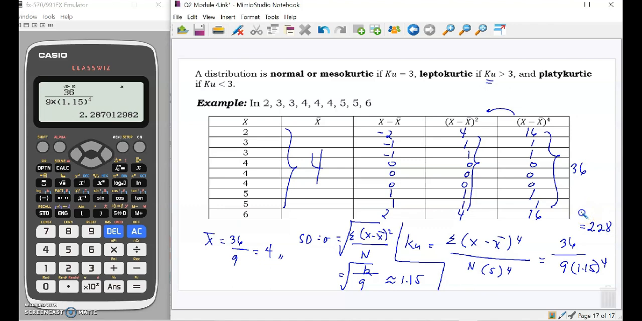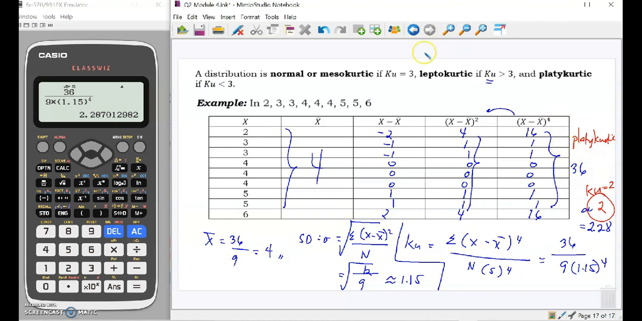2.28. Let's round off 2.28. What's the rounded value of 2.28? That's 2. Okay, so that means Ku is equal to 2. If Ku is 2, that means Ku is less than 3, which shows that the distribution will have a platykurtic distribution. That means that the curve is a little flatter than the normal distribution.